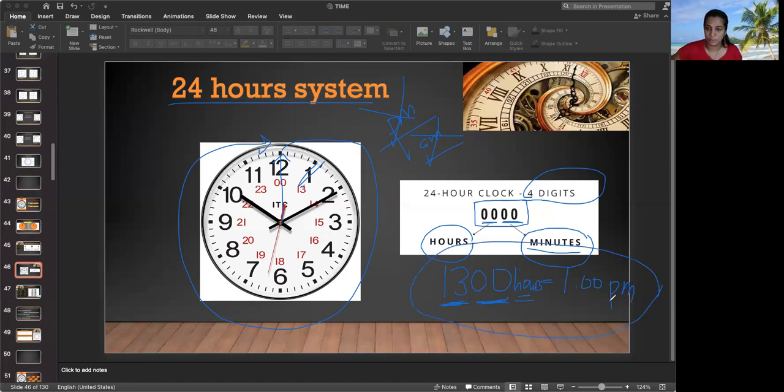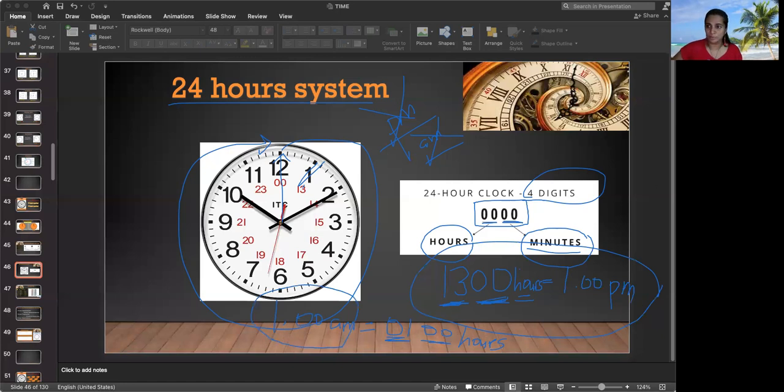Because 1 a.m. is completely different. If I wanted to show 1 a.m., because it's just the first hour of the day, the first 2 digits will show the hours. So it will be 0, 1. And then the next 2 digits will show the minutes. So that will also be 00. So that's exactly 1 o'clock in the morning. 0100 hours. That means it's 1 o'clock in the morning.